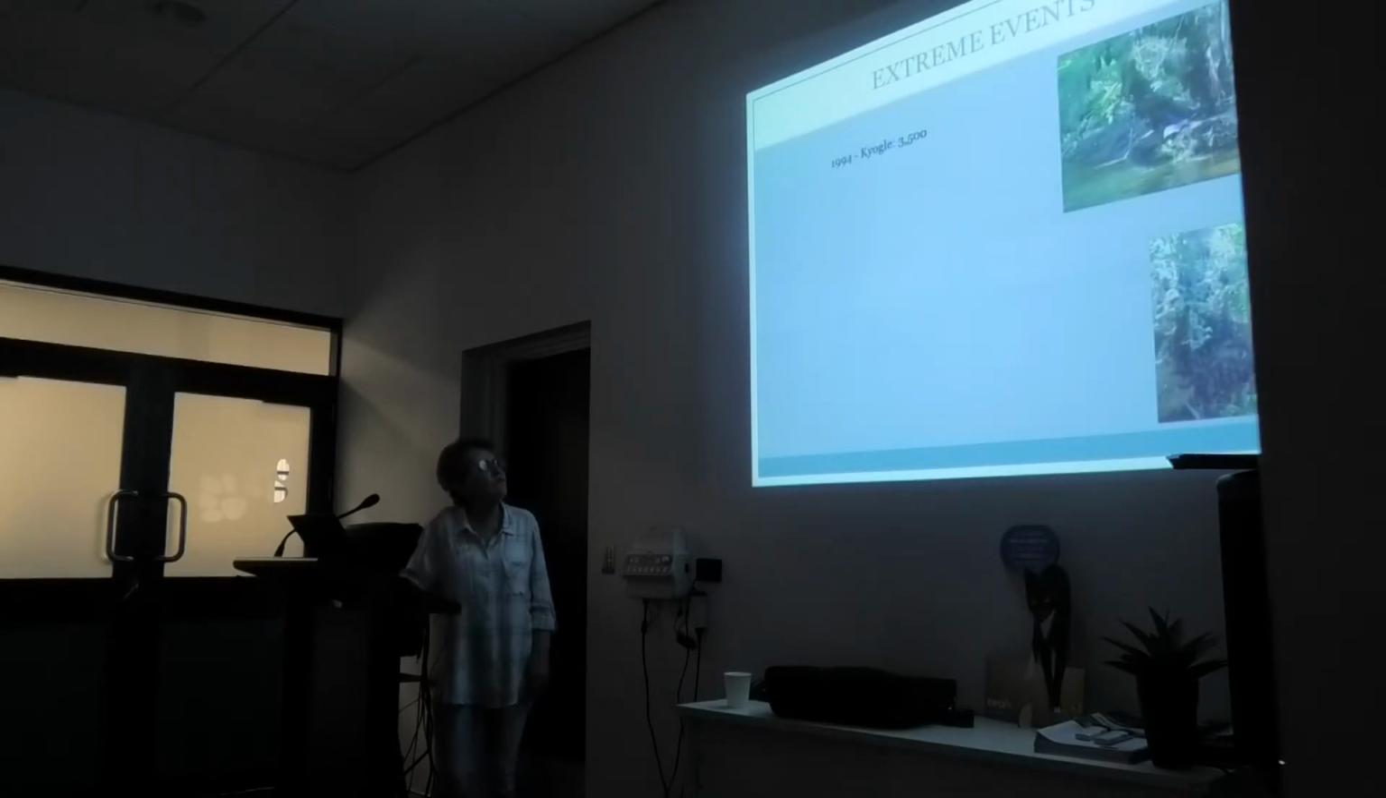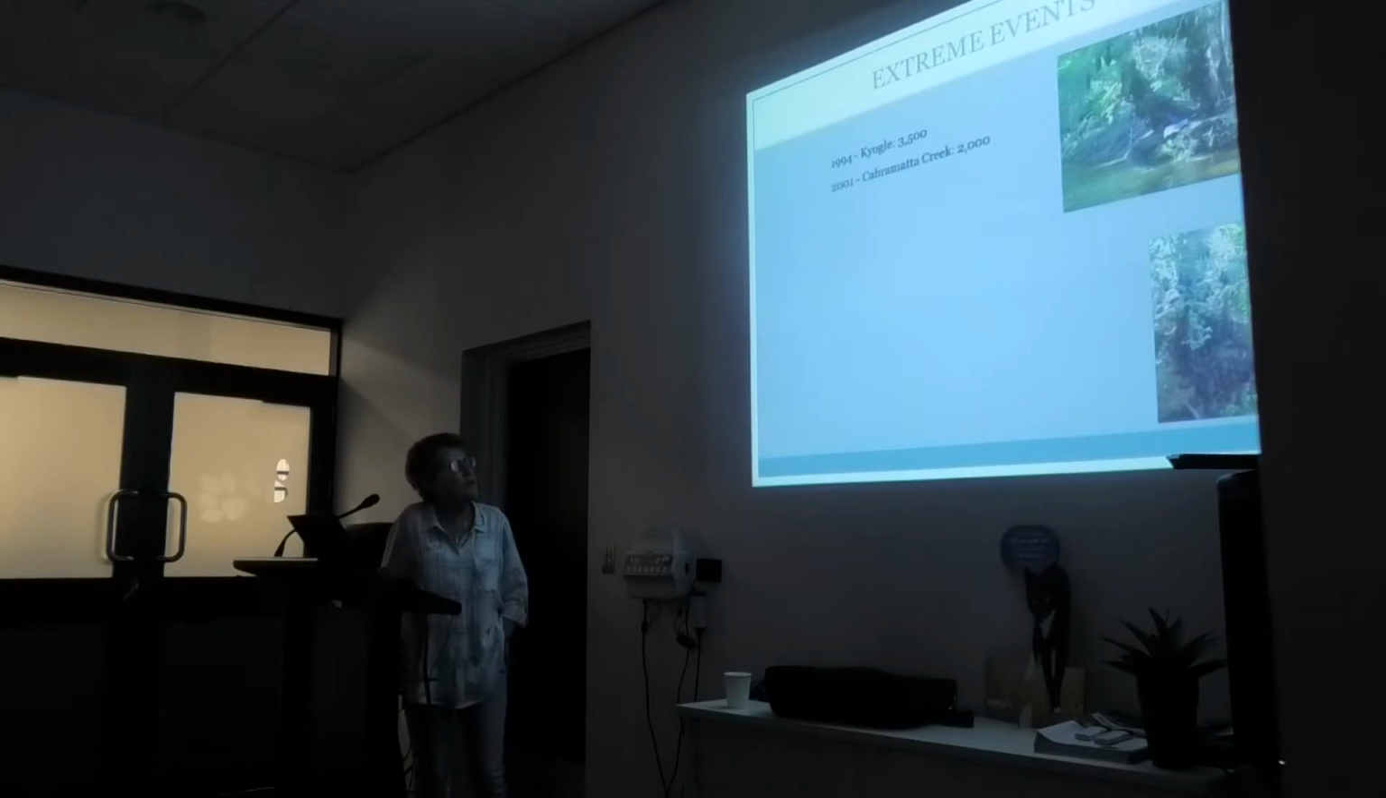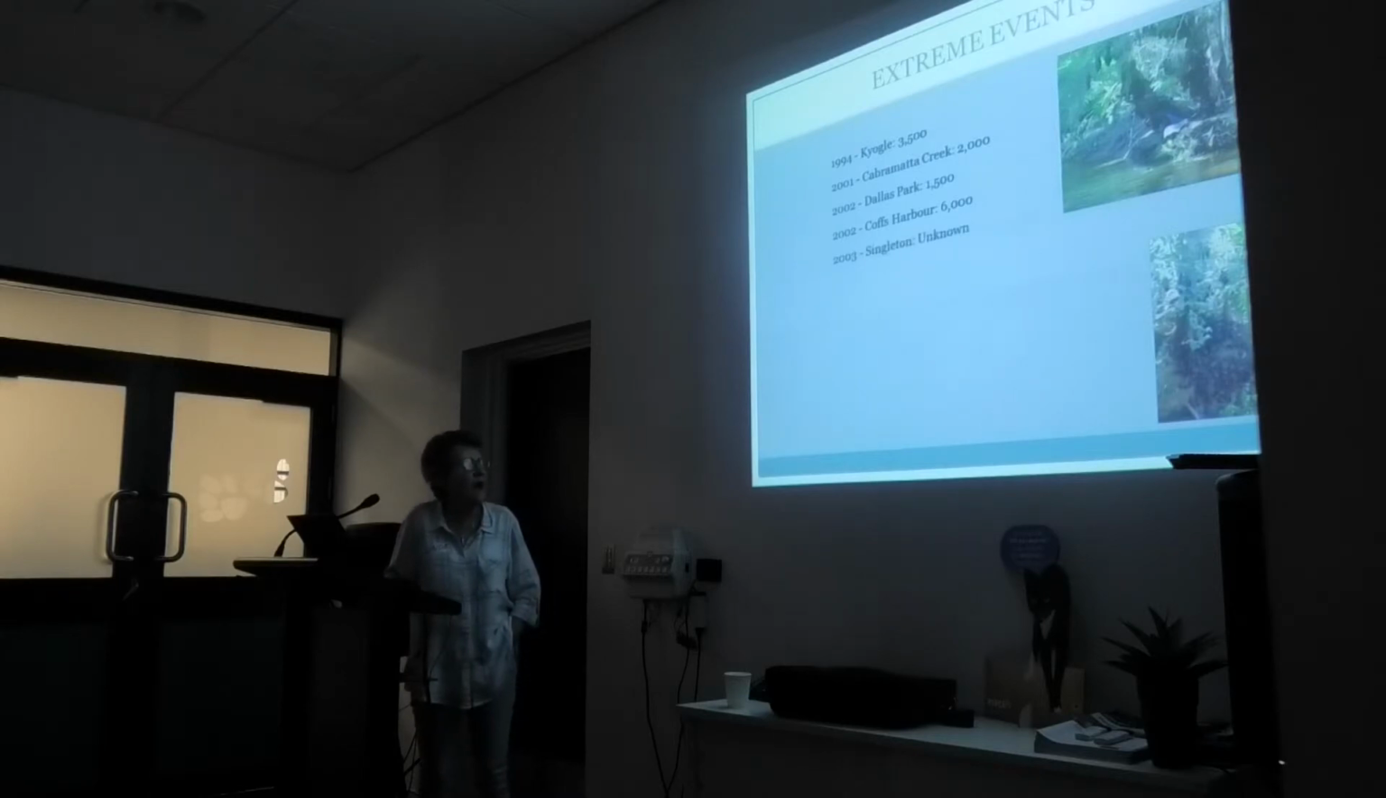And then we have our extreme events. Kyogle was the very first one that I was ever involved with. It was a colony of 5,000 and we lost 3,500 of them. Black sand glade. Cabramatta Creek in 2001 lost 2,000. Dallas Park, as I mentioned before, 1,500. Coffs Harbour in 2002, 6,000. Singleton, unknown, but it was massive. They were so frantic with the survivors, and it's a colony like Adelaide, it's in a park, but the death rate was huge. But these all have something in common.